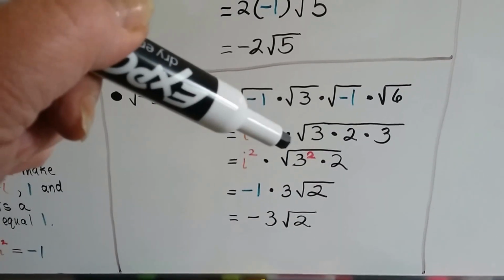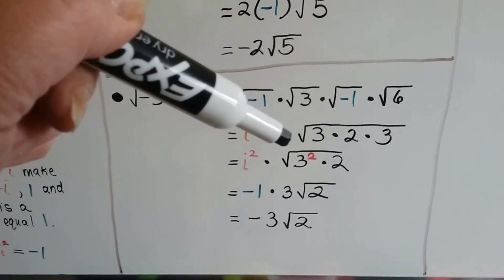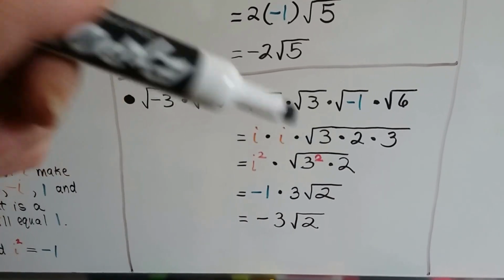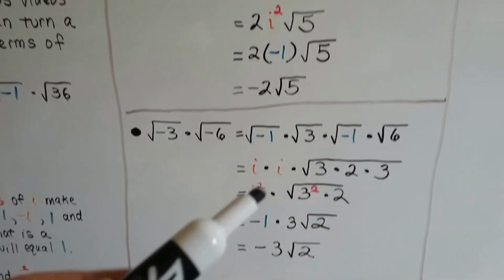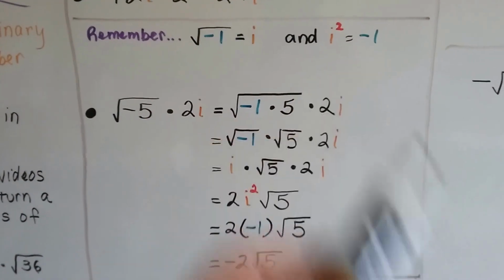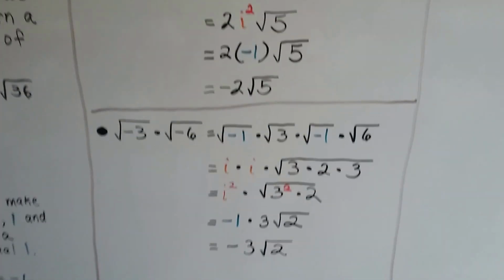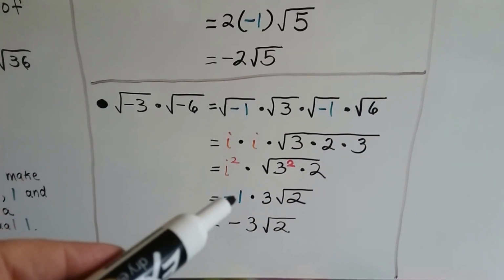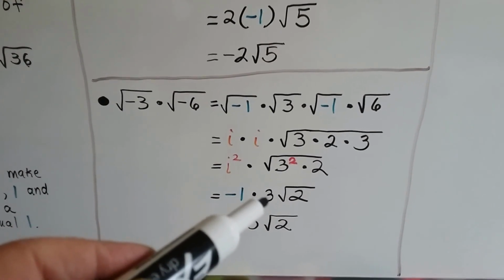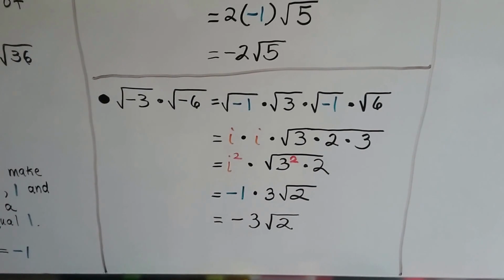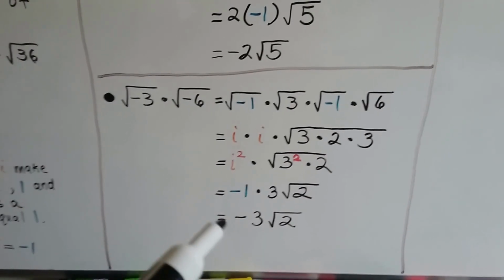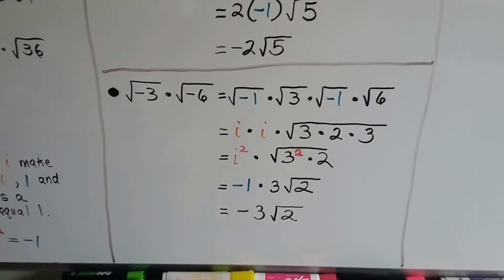So it can come out of the square root sign, because it's squared. That means if we've got i squared, which equals negative 1, then we've got negative 1 times the 3 that we were able to pull out, times the square root of 2. Negative 1 times 3 is negative 3, so we have negative 3 square root of 2. See?